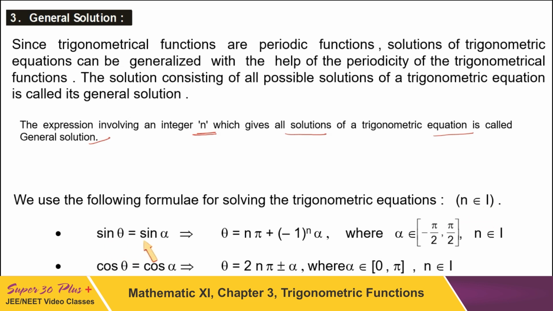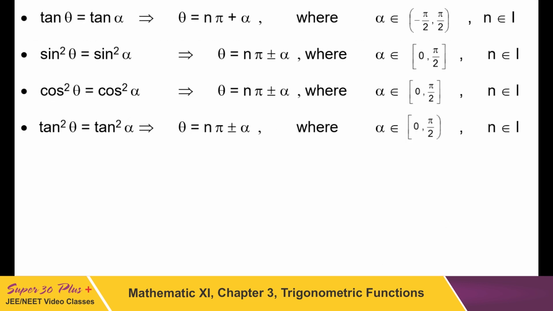We use the following formulas for solving trigonometric equations, and here n belongs to integer. Equation sin theta is equal to sin alpha. Solution is theta is equal to n pi plus minus 1 to power n alpha, where alpha lies between minus pi by 2 to pi by 2 and n belongs to integer. Equation cos theta is equal to cos alpha. Solution is theta is equal to 2n pi plus minus alpha, where alpha belongs to 0 to pi and n is integer. Solution of the equation tan theta is equal to tan alpha is theta is equal to n pi plus alpha, where alpha belongs to minus pi by 2 to pi by 2 and n is integer.